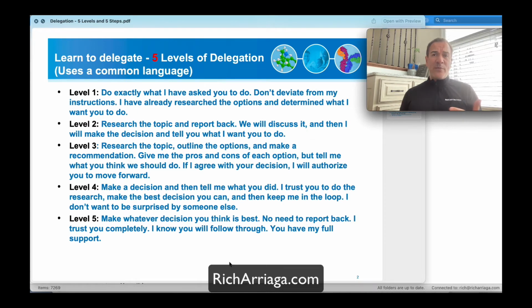But again, level 1 is basically I need you to bring something back or report something back to me. Do not deviate from what I'm asking for. I've already made a decision. I know what the options are. Level 2 delegation basically is I want you to go ahead and research a topic and report back to me. So once you do your research, we're going to have a discussion around it, but I'm going to make the decision. I'm going to make the final decision. And then I'm going to tell you what to do next.